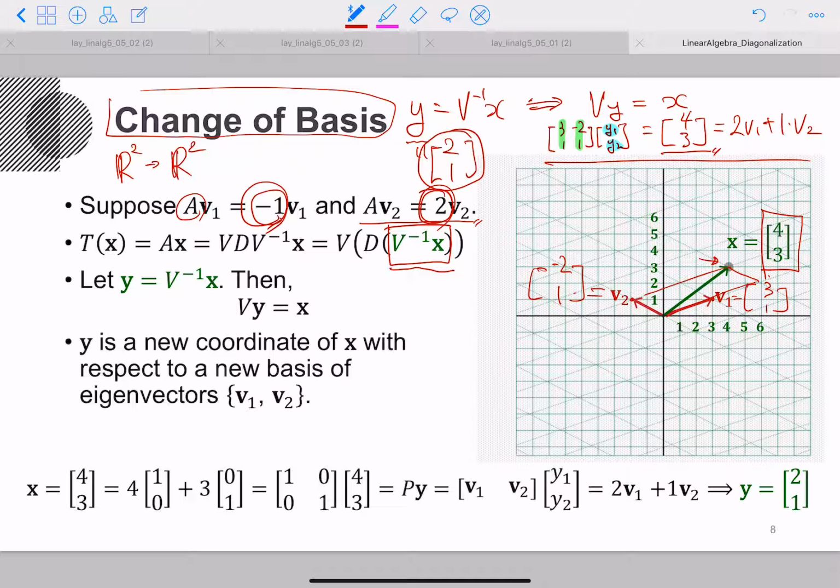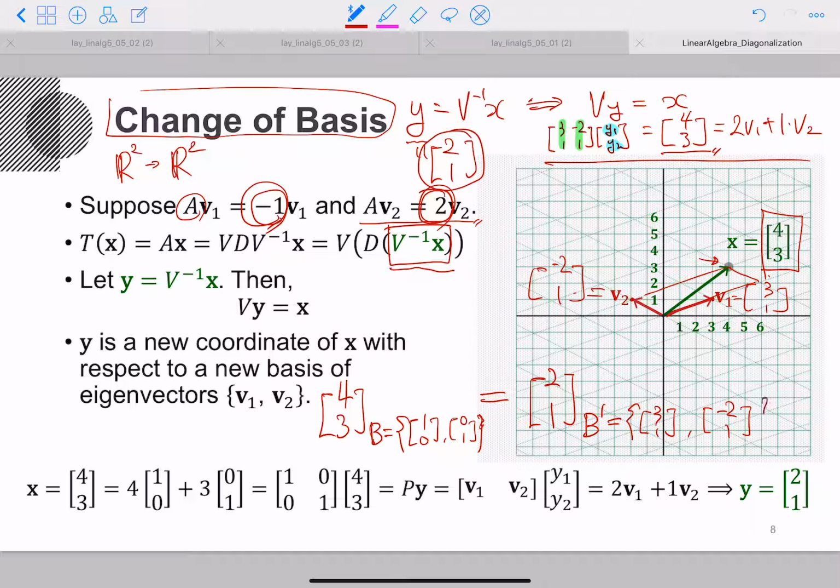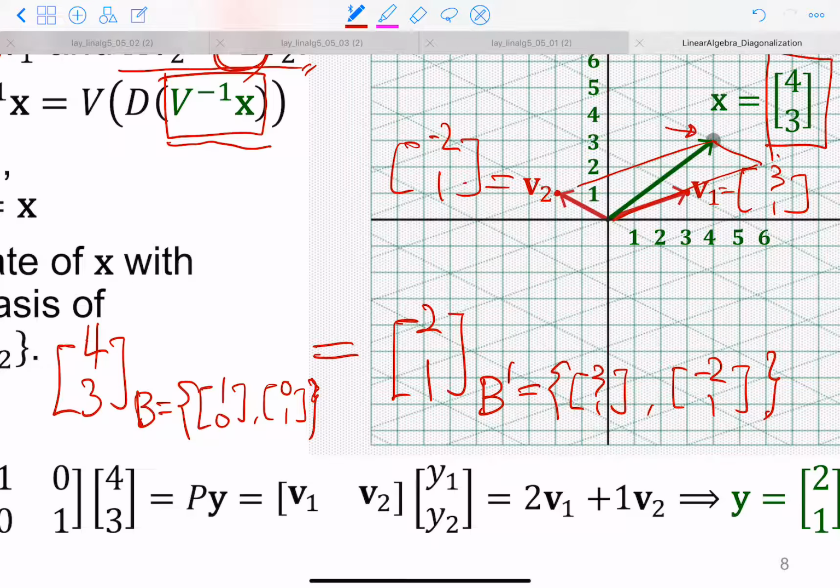It is because originally (4, 3) is the coordinates when our basis is (1, 0) and (0, 1), the standard basis vectors. And now this same point is (2, 1) when our basis vectors are, maybe, b prime as (3, 1) and (-2, 1). So you guys can understand this.